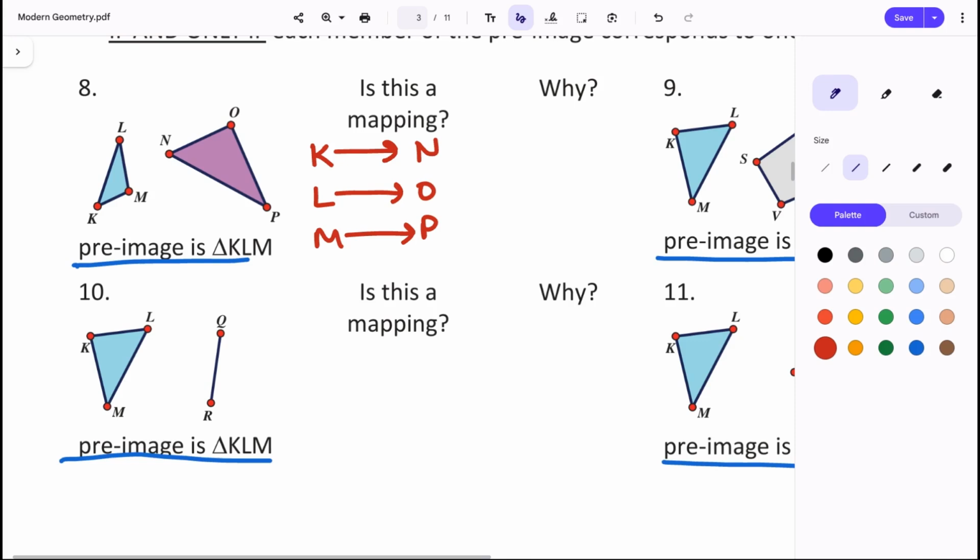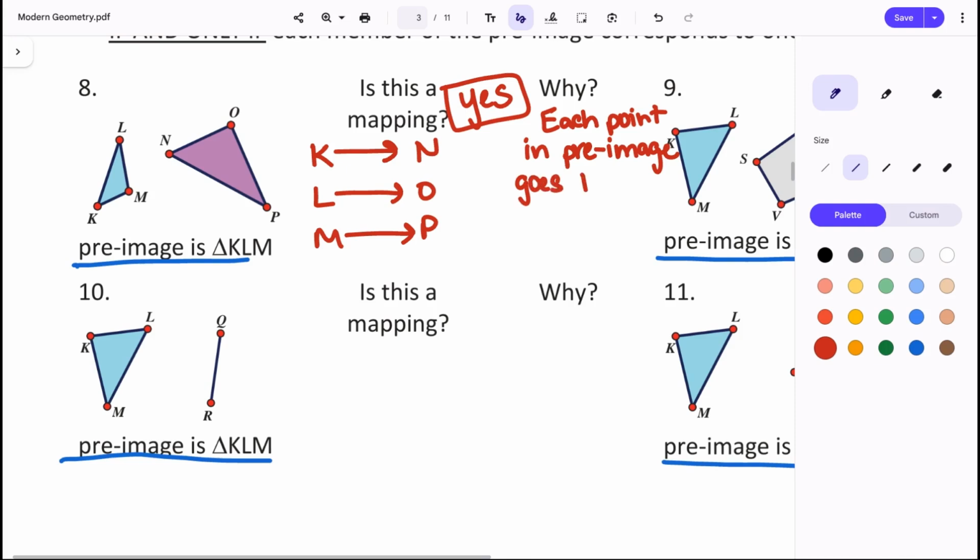But the key thing is there, guys, did any of my letters K, L, or M have more than one arrow coming off of them? No, because everything from the pre-image got used over there in the image. Everything had something to go to. So if they're asking, is this a mapping, we're going to go ahead and say yes. Okay, and why? It's very similar to what we talked about up above. Each point in the pre-image goes to one in the image.